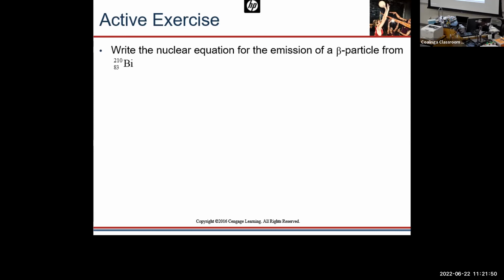Okay, so then what's going to be left over? 210. 84. You're going to put the Po for the symbol, plus. Okay, what's going to be the symbol? Yeah. Not too bad. Yes, sir.